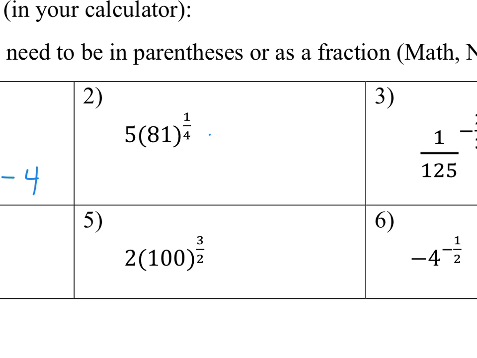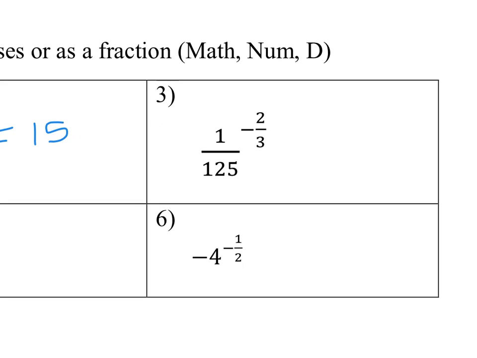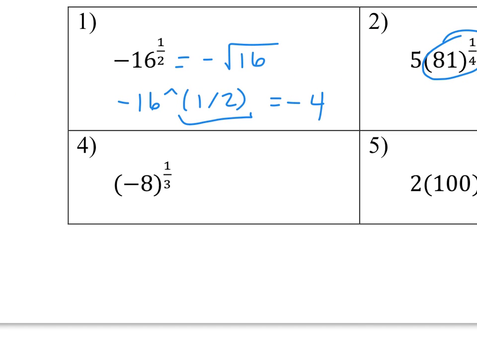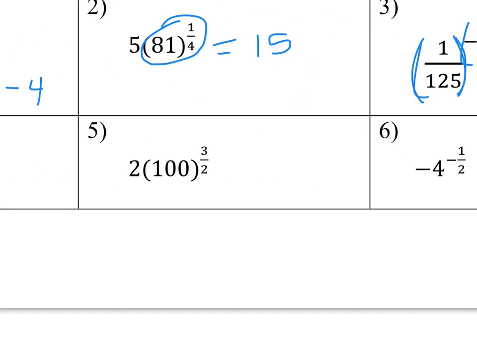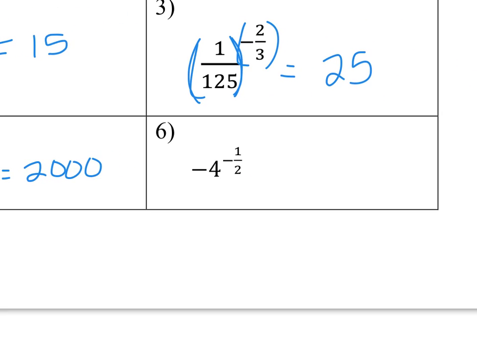So this one, just plug it in. Remember, this is the only thing being raised to the 1/4 power. So this turns out to be 15. Make sure when you're using parentheses, both of those fractions are in parentheses. Remember, fractions need to be hugged. They need these hugs around them. So this one is 25. This one here is -2. This one is 2,000.